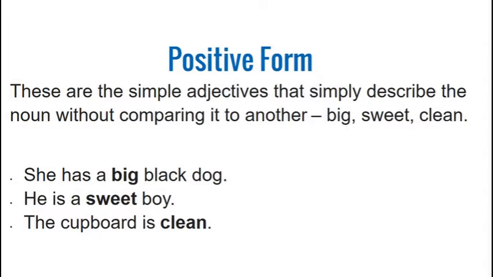Number two, he is a sweet boy. No comparison here. So sweet is an adjective and I call it positive form or positive adjective. And number three, the cupboard is clean. So clean is positive form. So guys, the first form of comparison of adjectives is called positive form, and it's very simple. It describes a noun without comparing it to another. So she has a big black dog. Here we have no comparing.